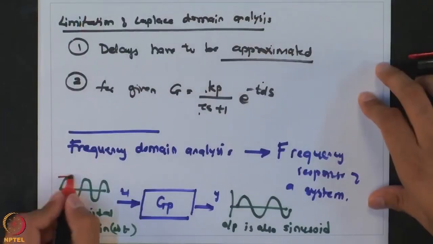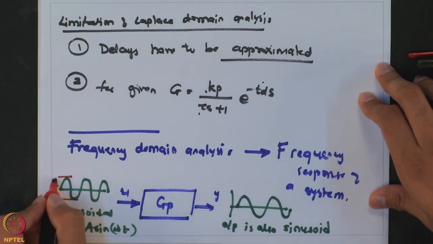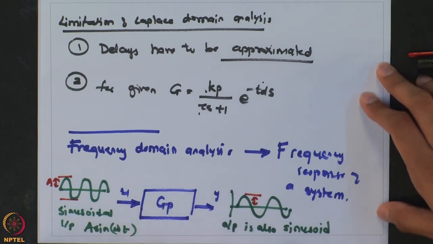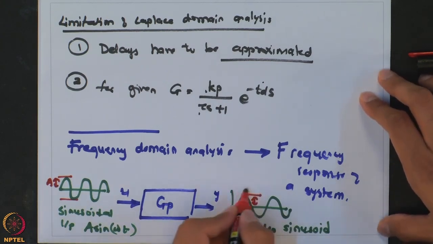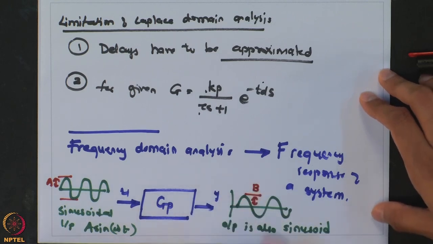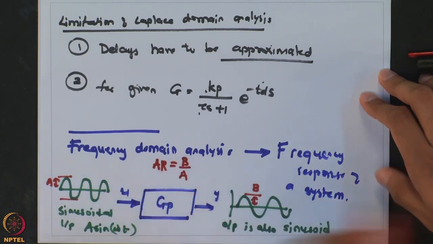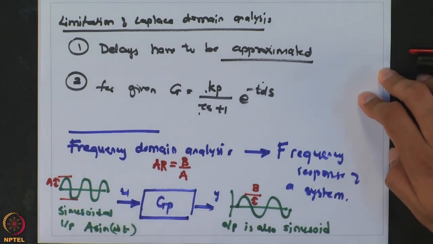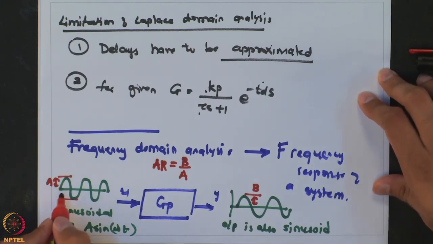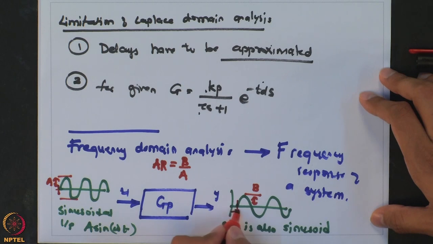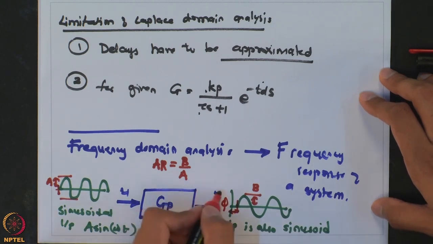But what is unknown is that if my input is of amplitude A, then the output may not be exactly of amplitude A. So, let us say the amplitude is B, then we define what is known as an amplitude ratio as B over A. So, it is the ratio of output amplitude to the input amplitude, and then we also calculate the difference in the phase between input and output. So, let us say input was 0 at this point, however the output has this much lag. So, this is called the phase.